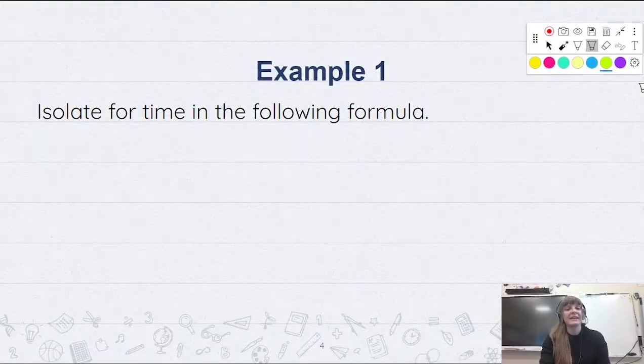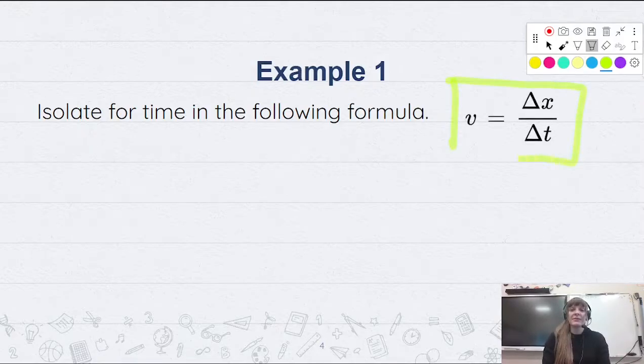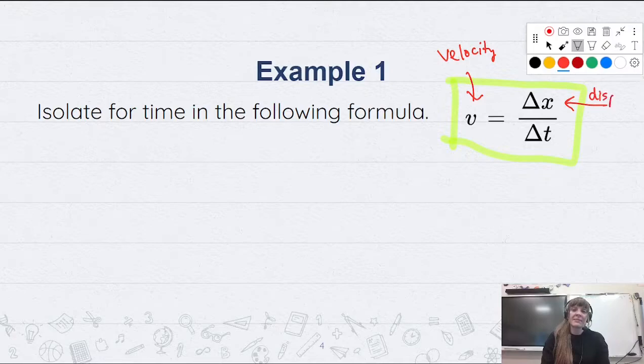So let's try an example. We've been given this formula right here. So we have V is equal to delta X over delta T. So first of all, what do these mean? Well, V stands for velocity. This delta X is our change in position, also called our displacement. And delta T is our time. It's specifically our change in time. So we want to isolate for time in this formula.